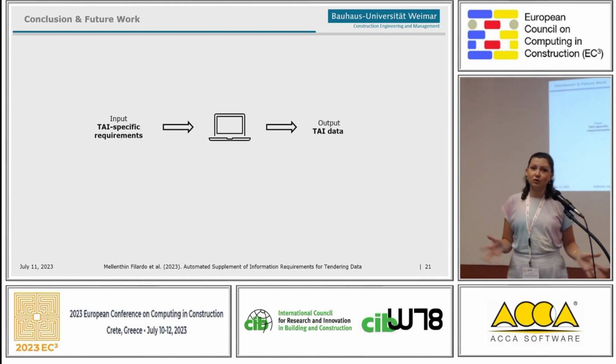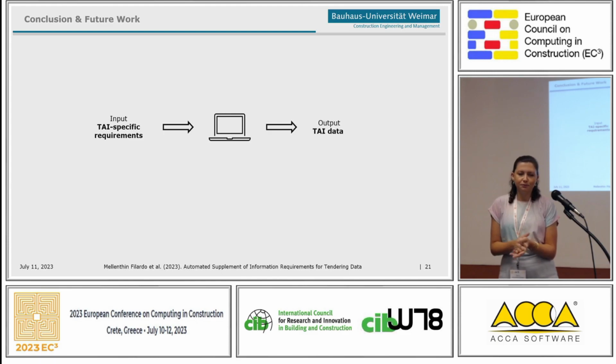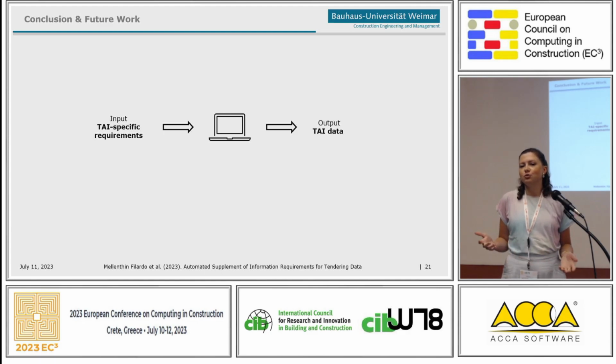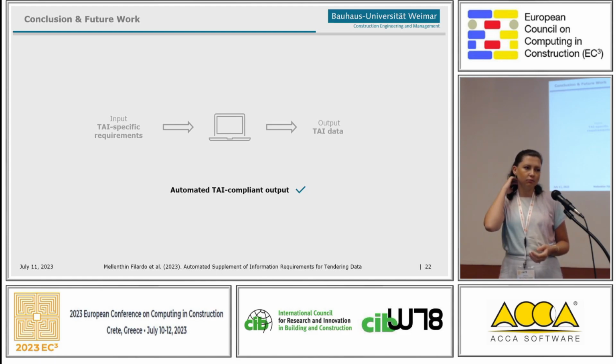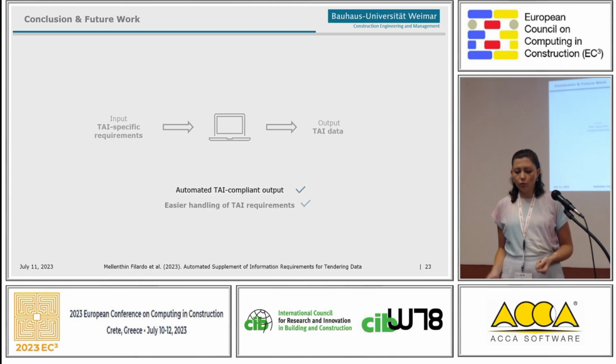And now I get to my conclusion. So this was a case study to see how much specific requirements can be used during modeling, and if this would be helpful, or if this would not make a difference in the entire process. We managed to achieve an automated TAI input of TAI requirements and also a compliant output. Our conclusion was that it was easier to handle the TAI requirements later because we already had them in the model.